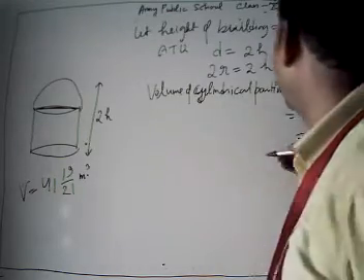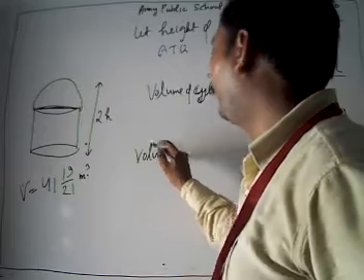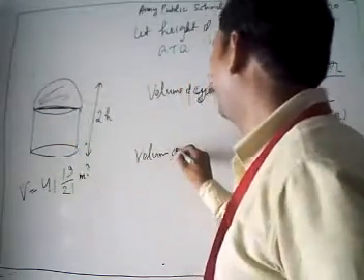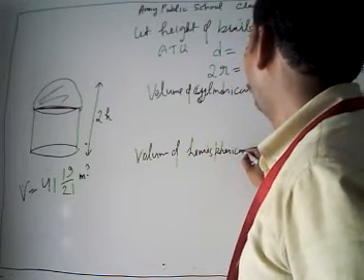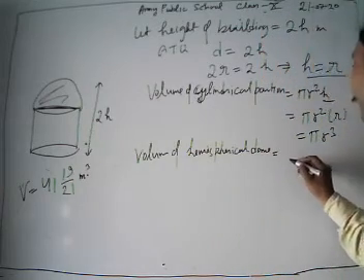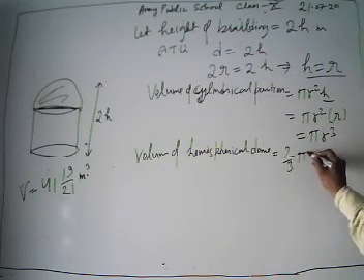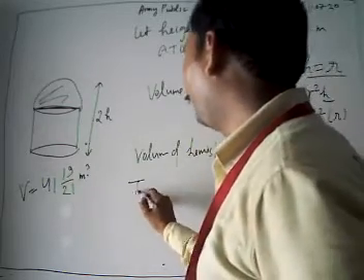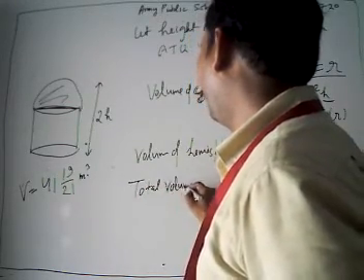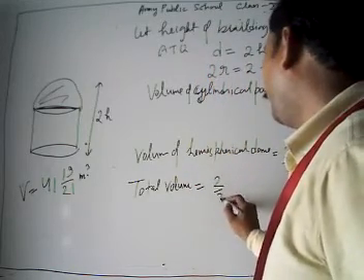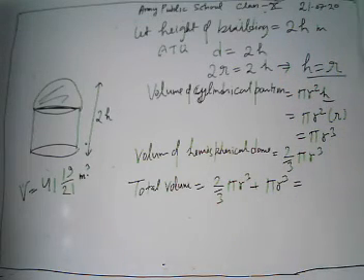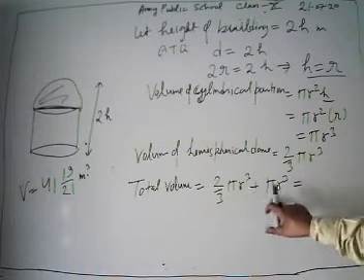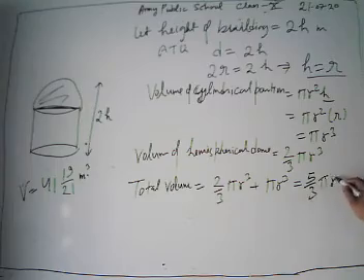Now the volume of the cylindrical portion is pi r cube, and we are going to find the volume of this hemispherical portion. Volume of the hemispherical dome is 2 by 3 pi r cube. Now what is the total volume? Total volume is 2 by 3 pi r cube plus pi r cube, which gives 5 by 3 pi r cube.